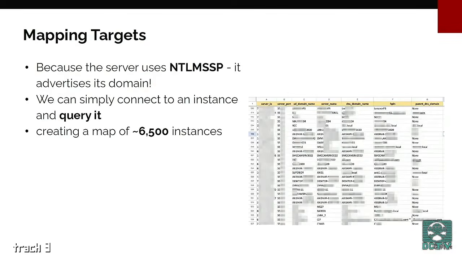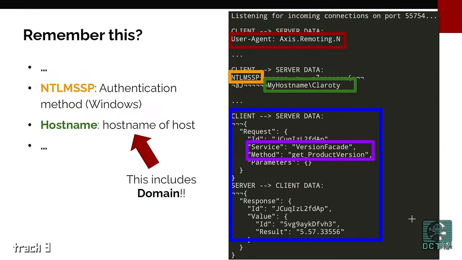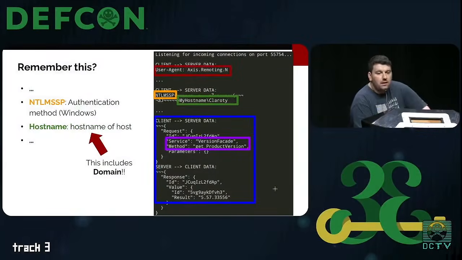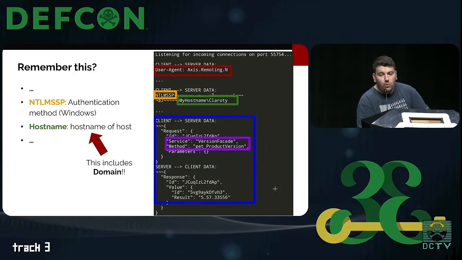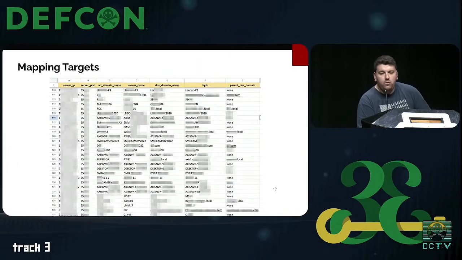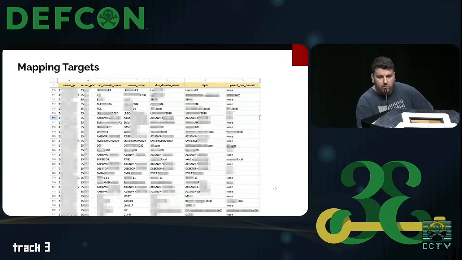And to do that, I remembered that Axis actually uses NTLM SSP to authenticate the users. And in the NTLM SSP, there is the hostname and domain, like I've just showed you before. Meaning all we need to do is to implement a very basic client that connects to a server's endpoint, waits for the NTLM SSP challenge, and we have the full hostname and domain name of the server. So we've composed a very big list of all the targets, and in it we found many educational institutions, government agencies, medical institutions, and huge companies.